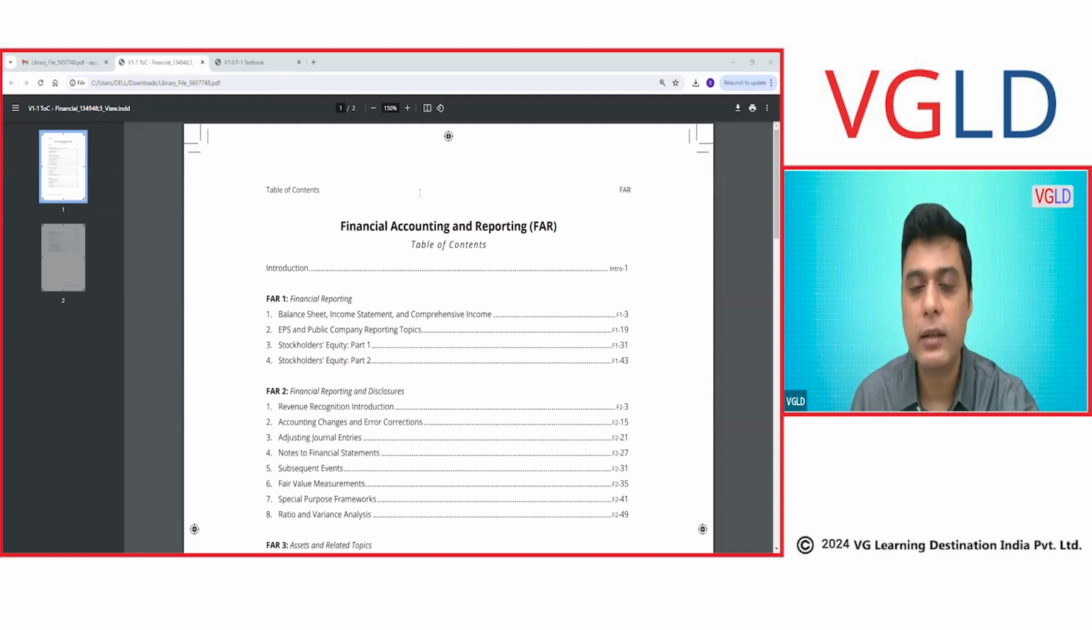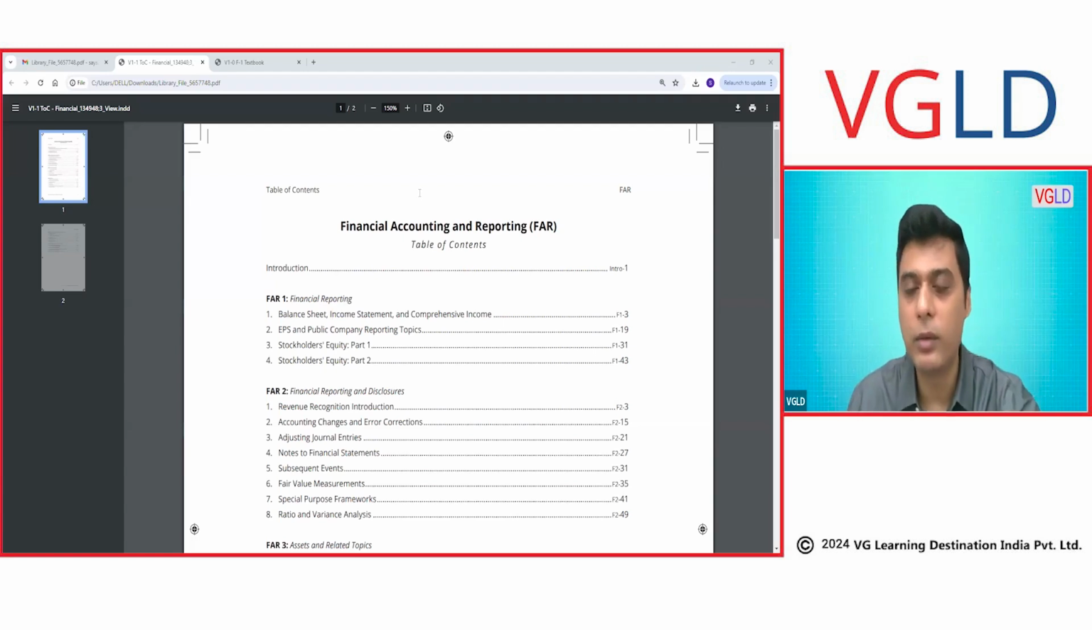Then stockholders equity. When you prepare the balance sheet in order of permanency, that means the more permanent items are on the top, so stockholders equity is on the top. When you're creating the balance sheet in order of liquidity, then stockholders equity is at the bottom, because the most liquid items are on the top. So stockholders equity is either the first item or the last item in the balance sheet, depending on whether you are preparing the balance sheet in order of permanency or in order of liquidity.